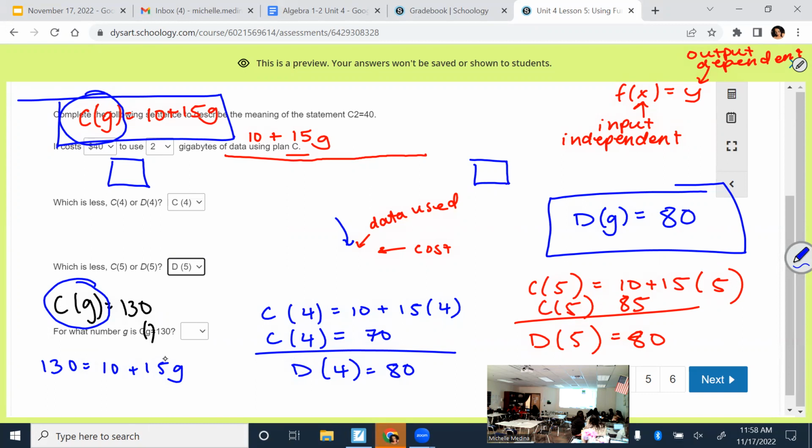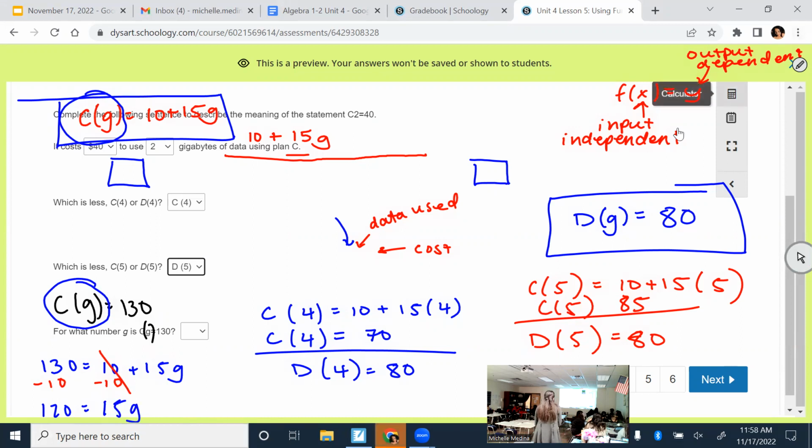Do I get rid of the 10 first or the 15? And how do I get rid of it? Whatever you do on one side. And 130 minus 10 is equal to... the opposite of multiplying by 15 is that.